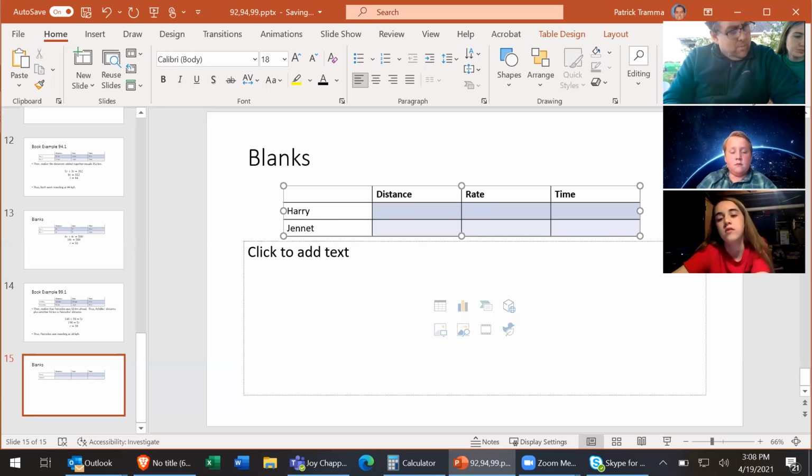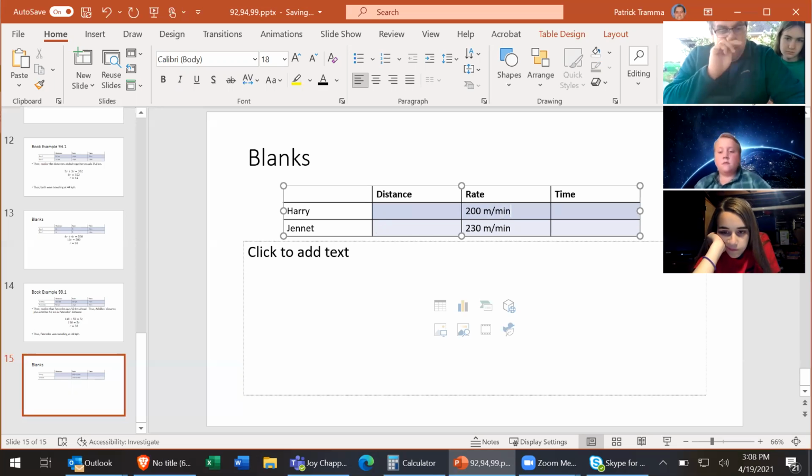Okay, let me read it again. Janet's rate is 230 meters per minute. So where would we put that? Under rate in Janet's column, 230 meters per minute. Harry's rate is only 200 meters per minute. Where do we put that? Right above that. Very good. It says, in how many minutes will Janet be a full lap ahead?